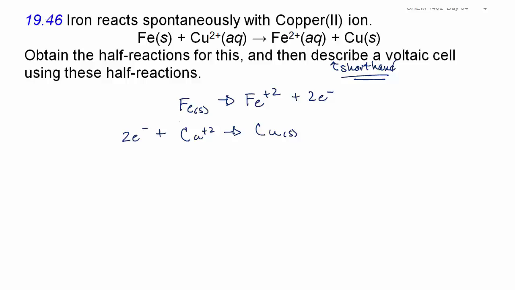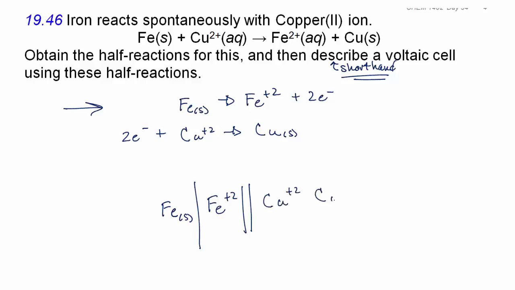Let's write our voltaic cell shorthand notation. Double lines for salt bridge. The oxidation reaction on the left. So oxidation produces electrons. That's going to be my top one. Iron solid. Iron goes to iron plus 2. They are in different phases, so draw a vertical line. Cathode, copper plus 2, goes to copper solid. They're different phases, so vertical line.